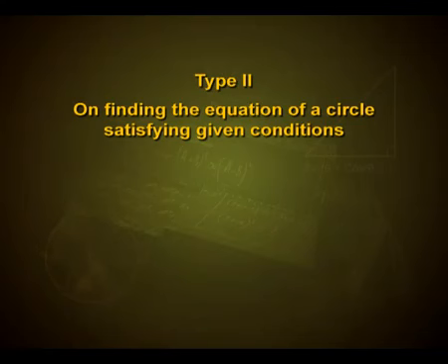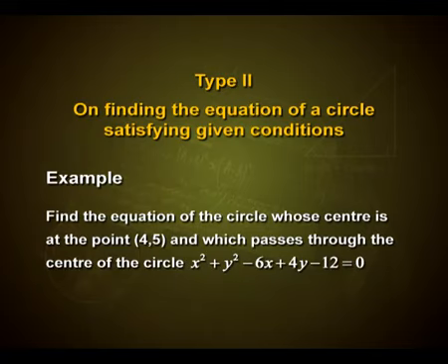Now, let us solve another example of type 2 on finding the equation of a circle satisfying some given conditions. Find the equation of the circle whose center is at the point (4, 5) and which passes through the center of the circle x² + y² − 6x + 4y − 12 = 0.